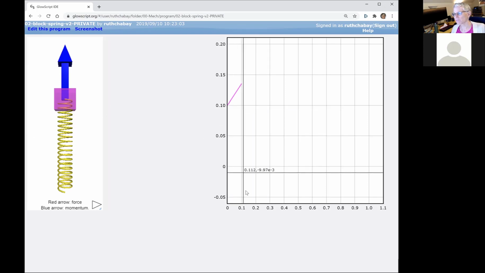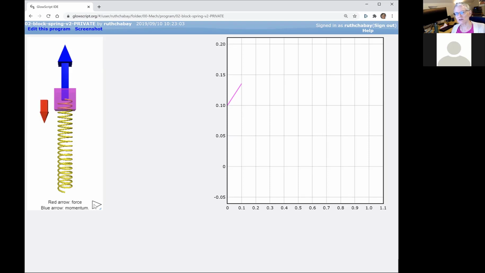So the x-axis is time. You can see we're taking steps of 0.1 second. And the y-axis is height above the floor. Okay, so now we have a momentum upward. And we're going to calculate the force again, the net force again.